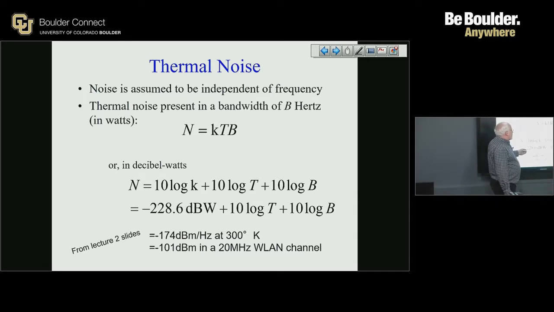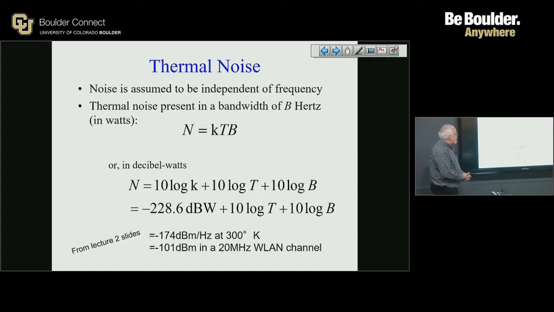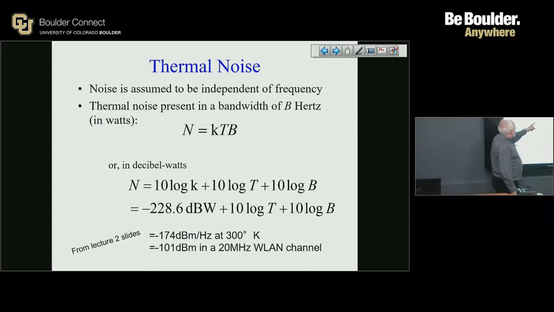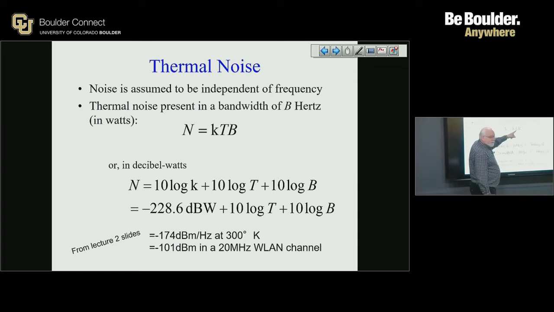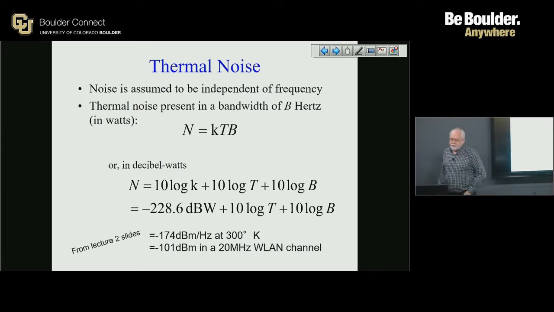And I didn't really do this example, but you could go back and rework this example. If you cool this to liquid nitrogen temperatures, you'd see that the noise floor drops significantly, because the noise power is a linear function of temperature. So the closer I can get to absolute zero, the lower I can make the background thermal noise.